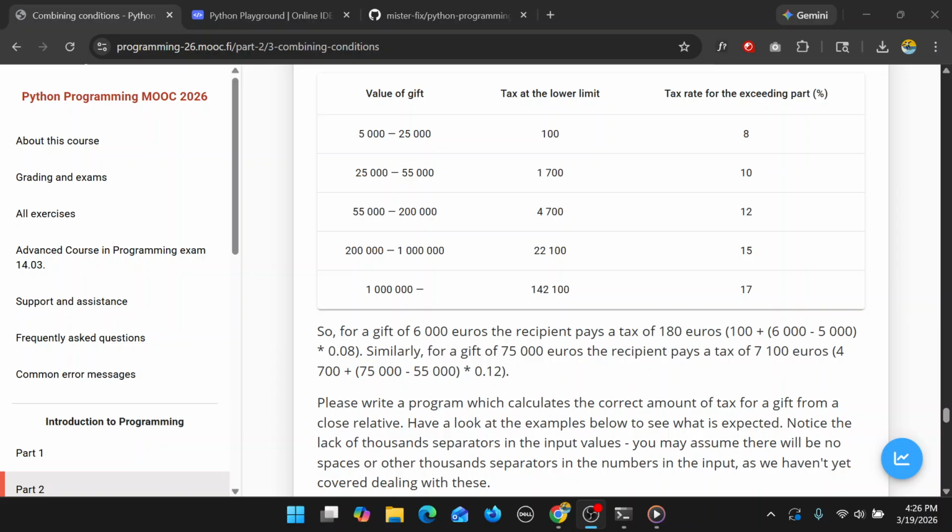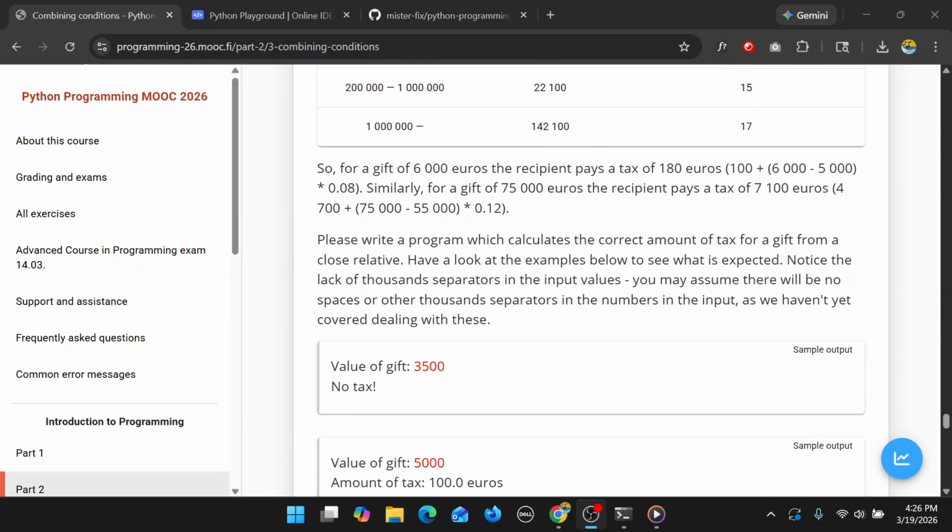Similarly, for a gift of 75,000 euros, the recipient pays 7,100 euros. So we do 4,700 because 75,000 falls in this taxable gift bracket. This is between 55,000 and 200,000. The lower limit is 4,700, which is plugged in here. Then we take the value of the gift minus the lowest value of the gift in that bracket times the tax rate of 12%.